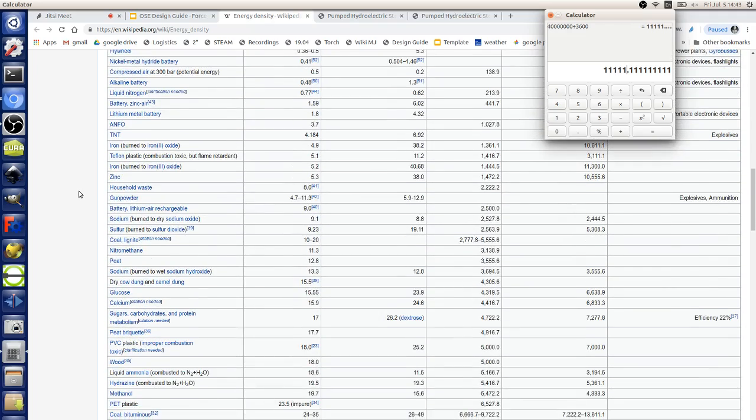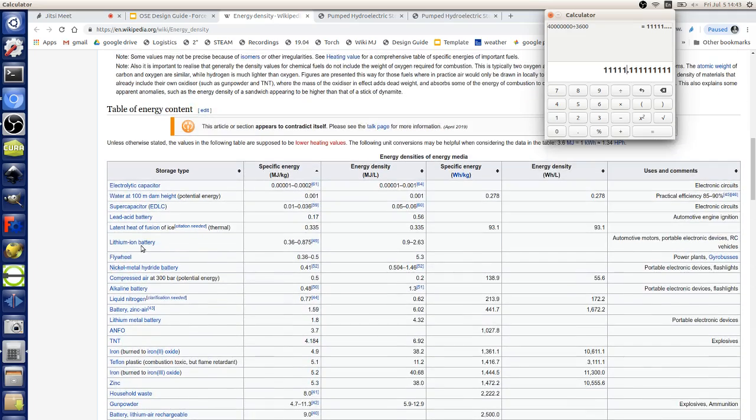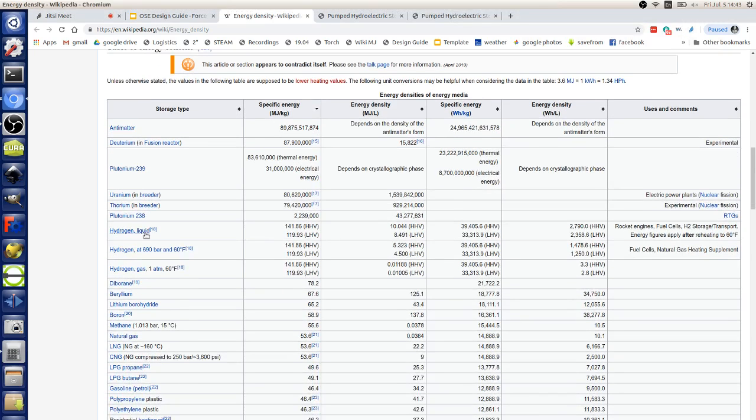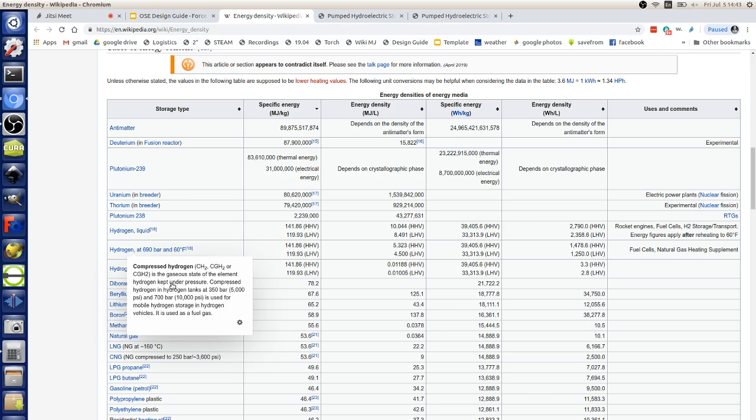Compare hydrogen. So hydrogen is going to be at pressure, like in the high pressure cylinders that they will use for cars. You will have not liquid, but hydrogen at 690 atmospheres. So that's like 10,000 psi. That's the current state of the art. That has 141 million joules per kilogram. So you got about 3 times as much.